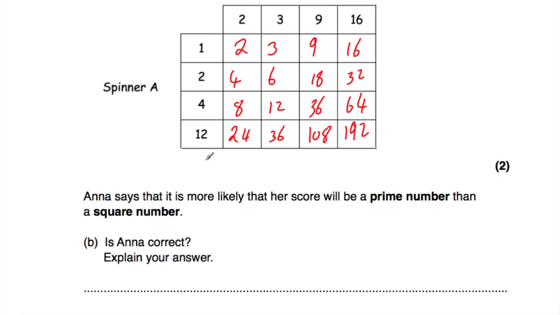Explain your answer. Okay, so let's have a look at our sample space diagram, and let's start off in blue, taking any of the prime numbers. So 2's prime, let's take that. 3's prime, take that. And they're the only prime numbers in this grid, 2 and 3, and that's it.